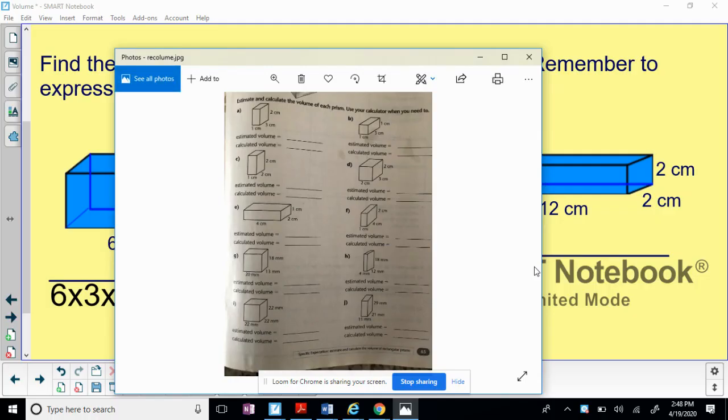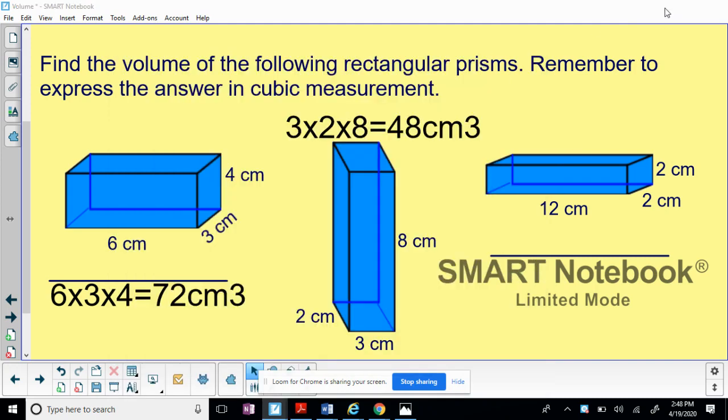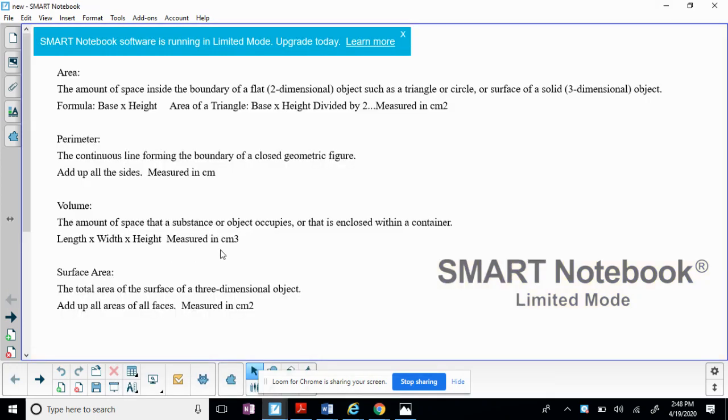So the formula for measuring volume is length times width times height, and it's measured in cubed units, centimeters cubed, etc. So that's the lesson. And we'll keep going.